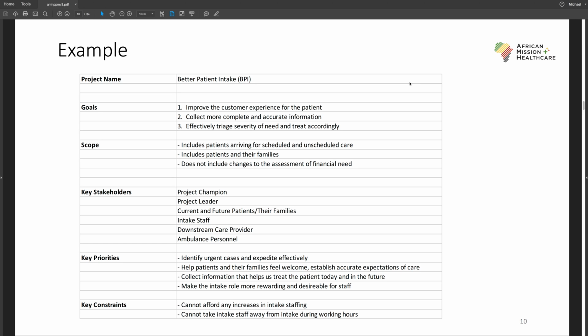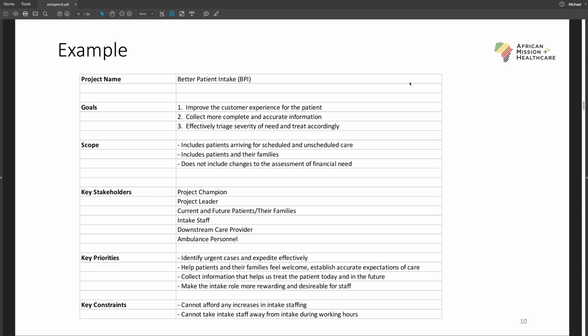They decided that the scope would include patients that were arriving for both scheduled and unscheduled care. They could have left one or both of those out, but they decided to include both. And they wanted to include the family, and the customer experience from the family's lens, not just the person that needed the care. So that was a scope boundary they decided upon.